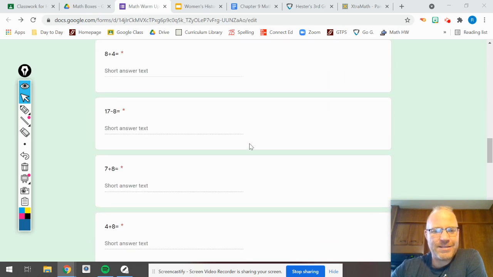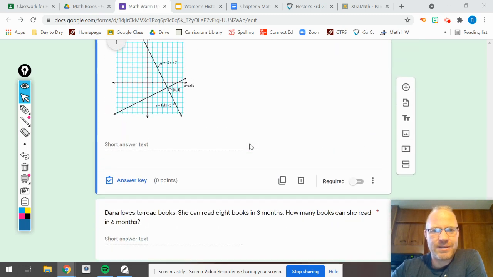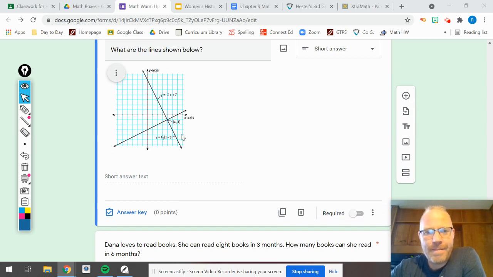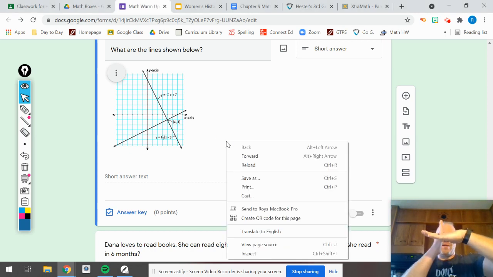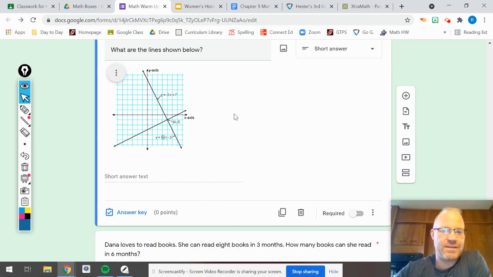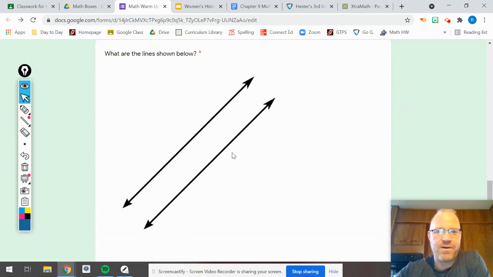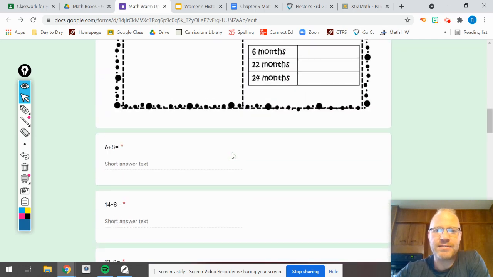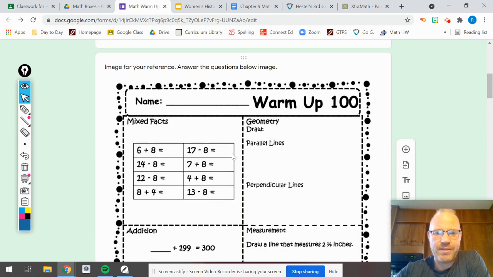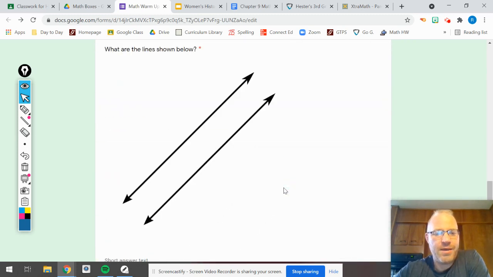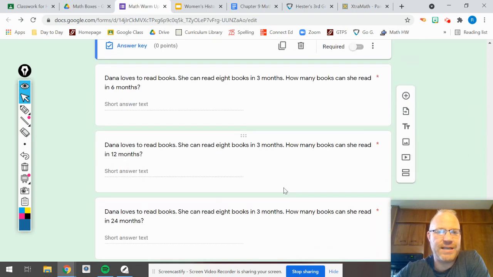P-A-R-A-L-L-E-L. Next, you have lines that cross. Lines that cross are called perpendicular. The perpendicular lines, they are lines that form a right angle, so they are lines that are perfectly crossed. So that is a perpendicular line, and that's P-E-R-P-E-N-D-I-C-U-L-A-R. Perpendicular.